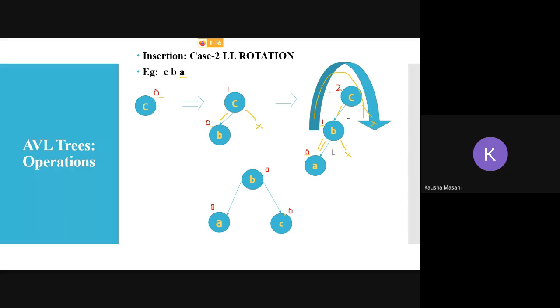So A is on the left side, C on the right side. Again go and calculate the balance factor. Balance factor at A is 0 because no children. Balance factor at C again is 0 because C does not have any children. For B, height of left side 1, height of right side 1, 1 minus 1, it is 0. Balance factor 0. So you can say this is your AVL tree. Got it? LL rotation.